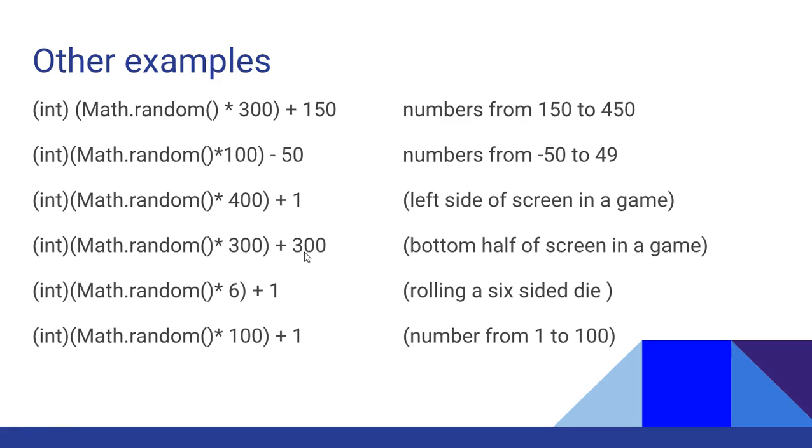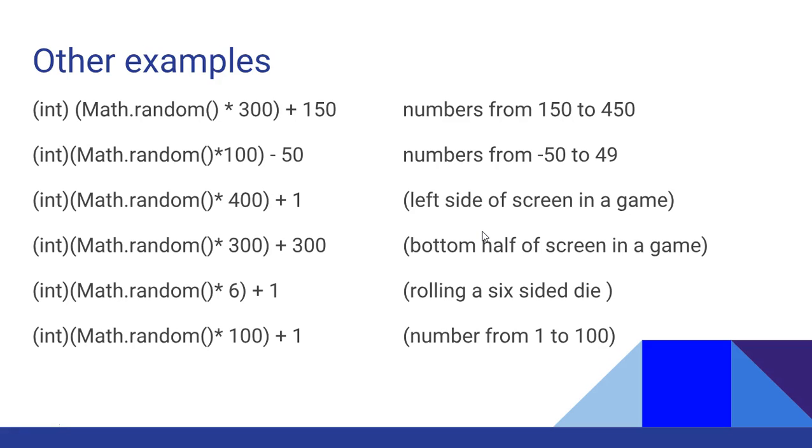If I start at 300 and go for another 300, so 300 plus 300 is 600, that's 300 to 600. If I'm thinking about y values, it could be the bottom half, or if I'm thinking of the right-hand side of the screen, it could be the right half of a screen potentially.